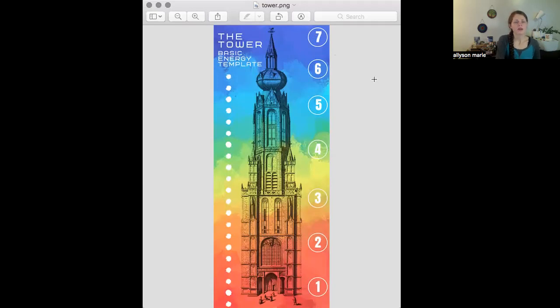Okay, so the initial picture I'm sharing is of the tower. And this is the visualization that I made to go along with the tower meditation. Of course, your tower doesn't have to look like this. It can be whatever you want it to be. It doesn't even have to be a building. It can be a tree, it can be a funnel, it can be a channel. It could be a funnel if you feel that shape as well.